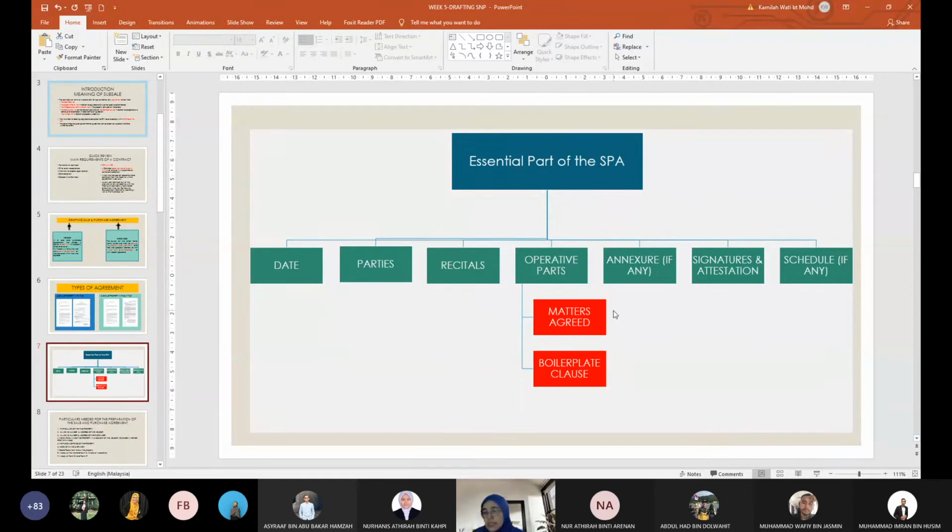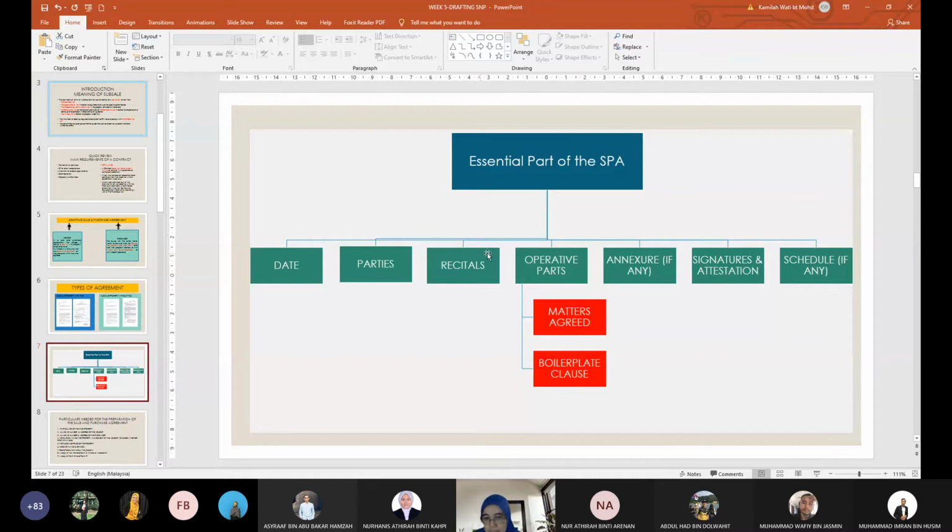Matters agreed ni basically the terms and condition of the SMP lah. Purchase price berapa, bila nak bayar, macam mana, bila vacant possession, apa tanggungjawab parties dan sebagainya. Boilerplate clause ni refers kepada the operative parts of the SMP. Contohnya, time is the essence of the contract. Lepas tu contohnya successors in title. Kalau tiba-tiba pihak-pihak parties tu meninggal, siapa yang akan ambil alih kontrak tu? Semua ni kita panggil dia boilerplate clause.